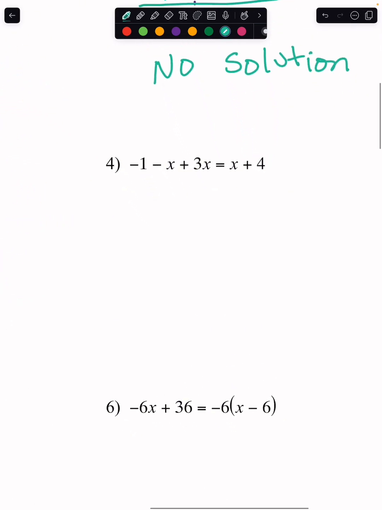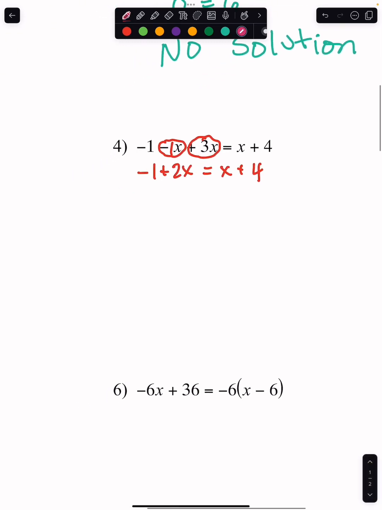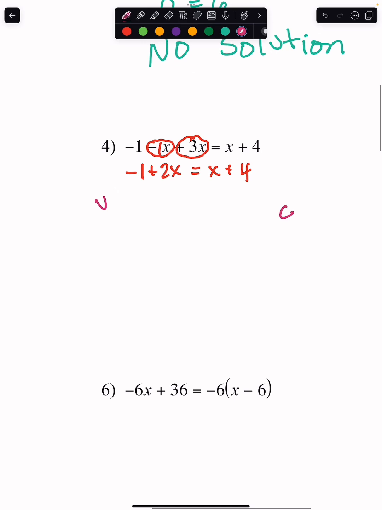All right, let's do number 4. Do I need to combine anything? I do in this case. I have this negative x, so that's negative 1x plus 3x, which is going to be 2x. And that 2x is positive. I added those two together. Equals x plus 4. This time, I'm going to bring my 1 over first, because remember, I still want my variables on one side, constants on the other. So I don't want this constant over here. Get rid of you.